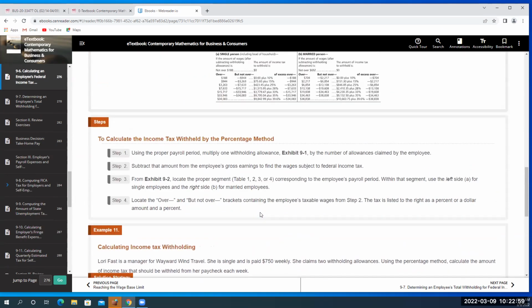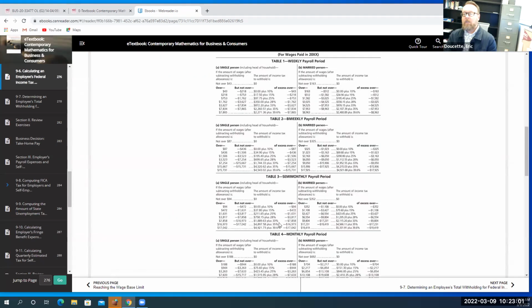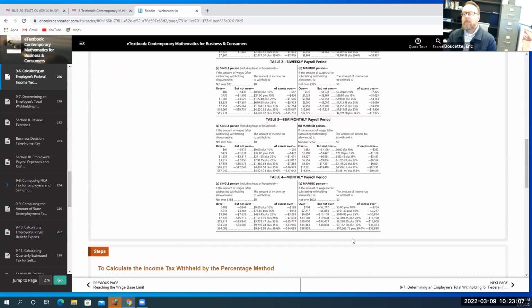So we're going to come to the next table, and here's monthly right here, the very bottom one. And she's married, so you're going to use the right chart. And what was it? It was 4,000. So it's going to be between this 2,217 and the 6,000. So she's going to get taxed $151.30 plus 15% of everything over 2,217.